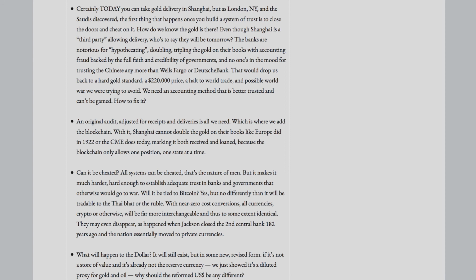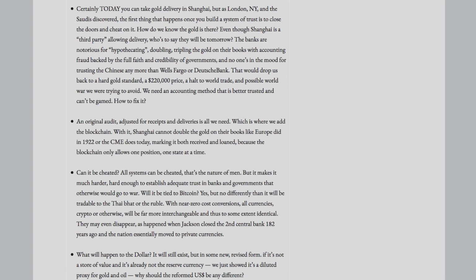Even though Shanghai is a third party allowing delivery, who's to say they will be tomorrow? The banks are notorious for hypothecating, doubling, tripling the gold on their books with accounting fraud backed by the full faith and credibility of governments, and no one's in the mood for trusting the Chinese any more than Wells Fargo or Deutsche Bank. That would drop us back to a hard gold standard, a $220,000 price, a halt to world trade, and possible world war we were trying to avoid.